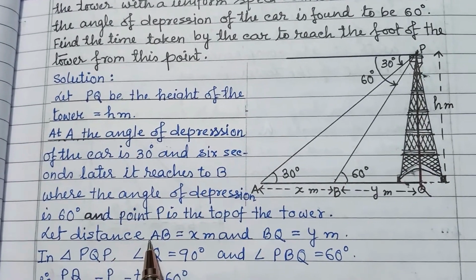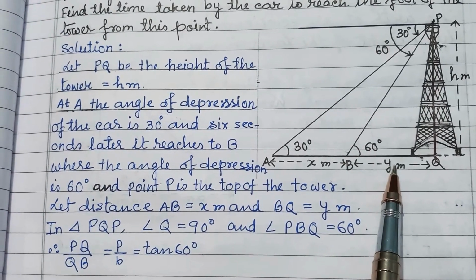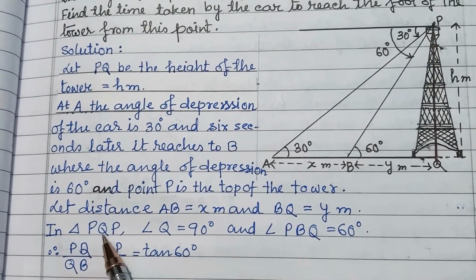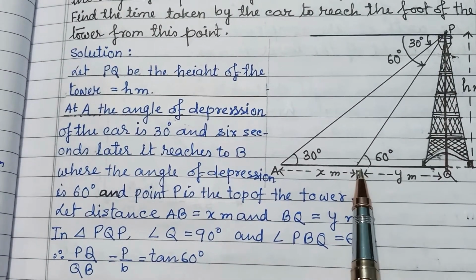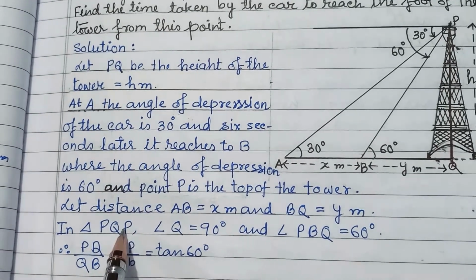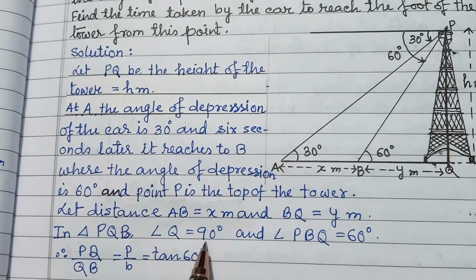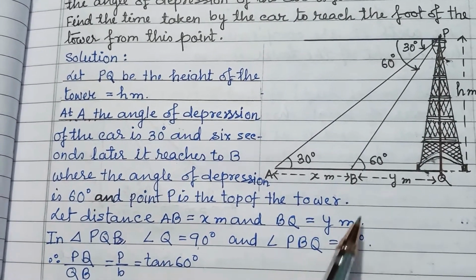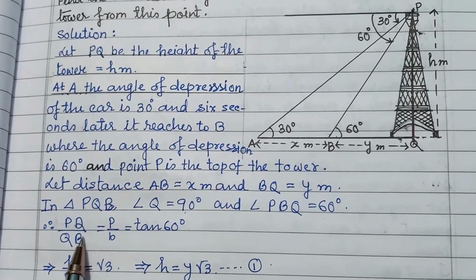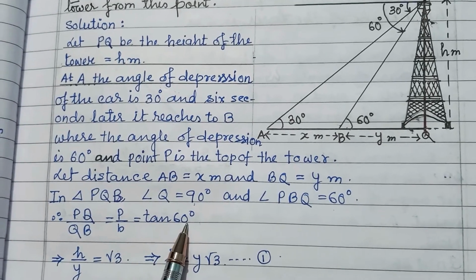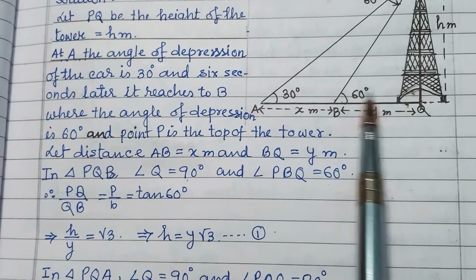Let distance AB be x meter and PQ be y meter. In triangle PQB, angle Q is 90 degree and angle PBQ is 60 degree. So PQ upon QB, perpendicular upon base, is tan 60 degree. So h upon y is equal to root 3 in this triangle.